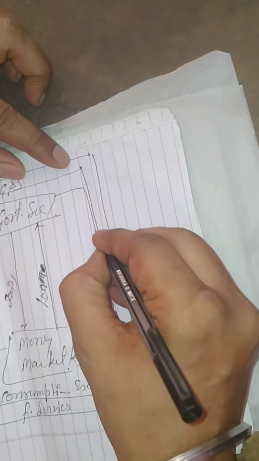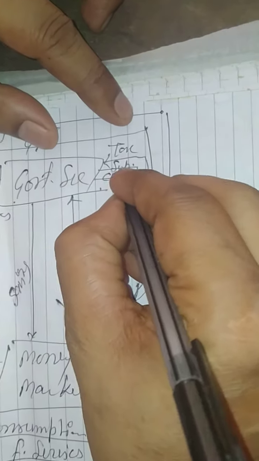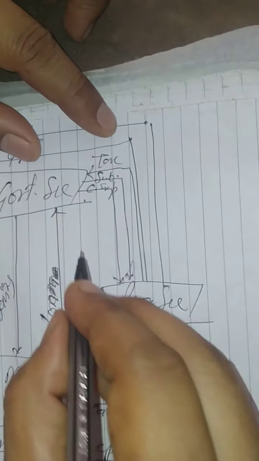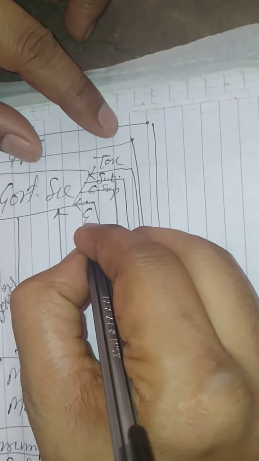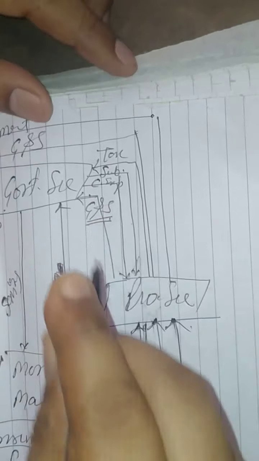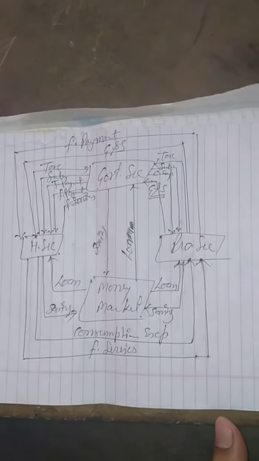Production sector also paid some tax to government. Production sector also received some subsidies from government. Government also did some consumption expenditure from production sector, and production sector also paid some goods and services to government. That's your 4 sector circular flow. Clear?